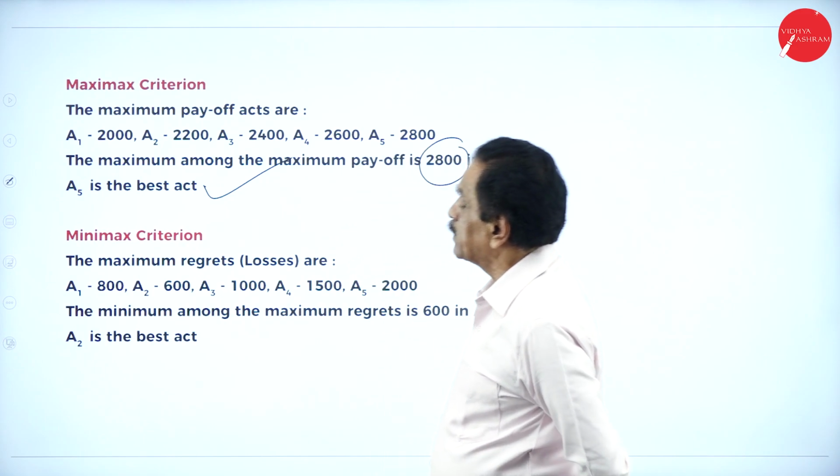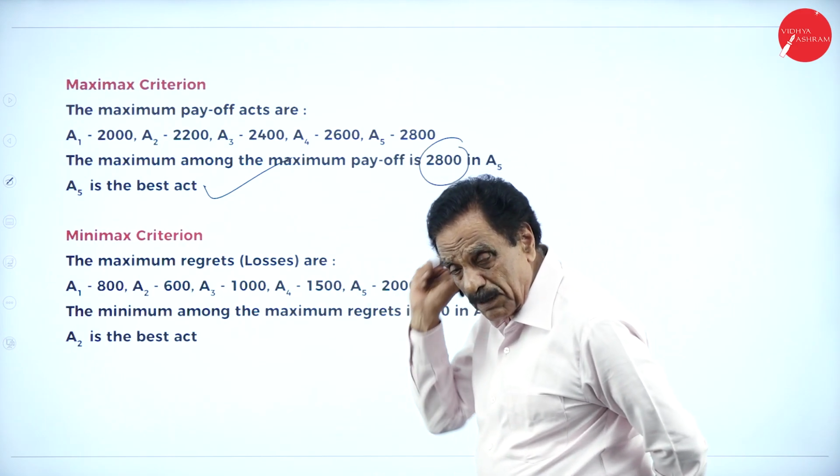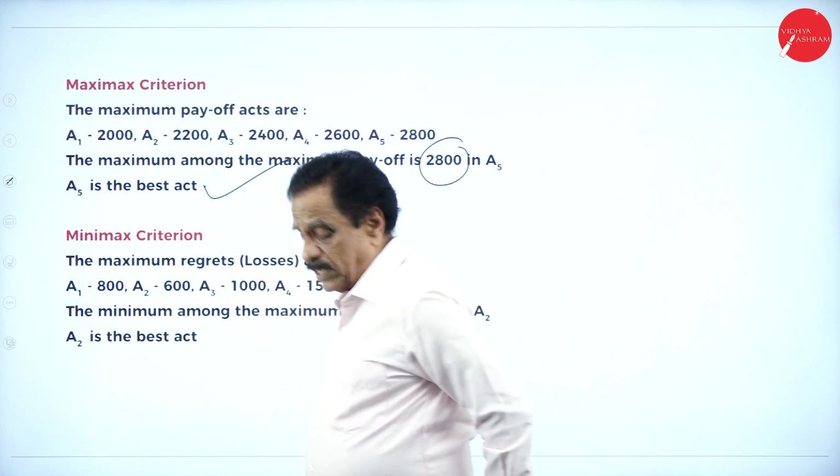Then in the minimax, first you take the maximum. Maximum of A1 is 800. See that?